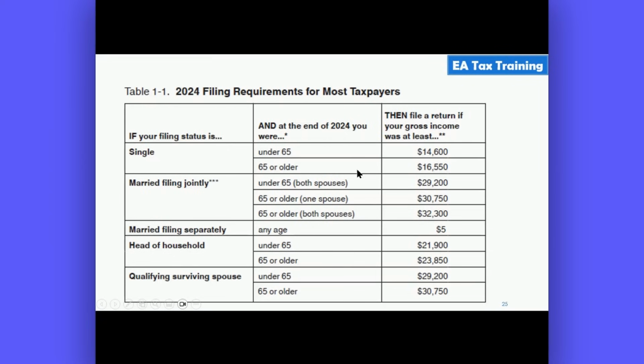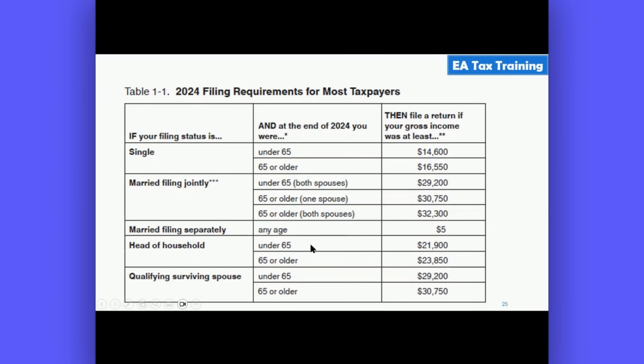If you are age 65 or older, then that amount goes up to $16,550. And then you can see the others for all the different filing statuses. If you are married and under 65, then it is $29,200. Not coincidentally, that is twice as much as the single amount because there are 2 people involved instead of just one. And then you can see the amounts if you are over age 65. If you are married filing separately, notice this: if your gross income is $5 or more, then you have to file a tax return.